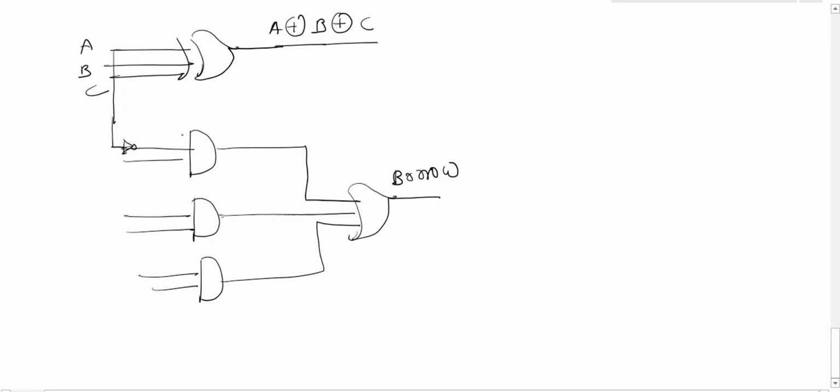NAND gate I am using. This is the A bar and the B. Second gate is A bar C. Now this A bar and C, which is A bar C. And the third one is AC. This is A and this is C.